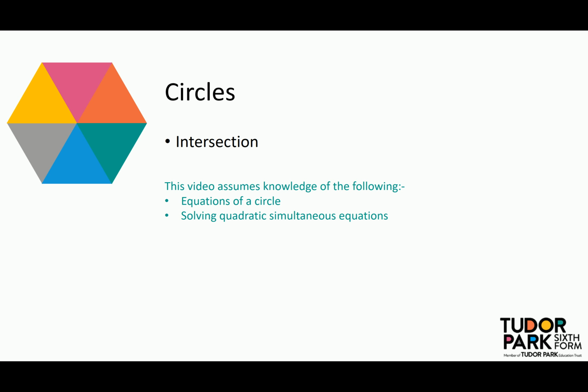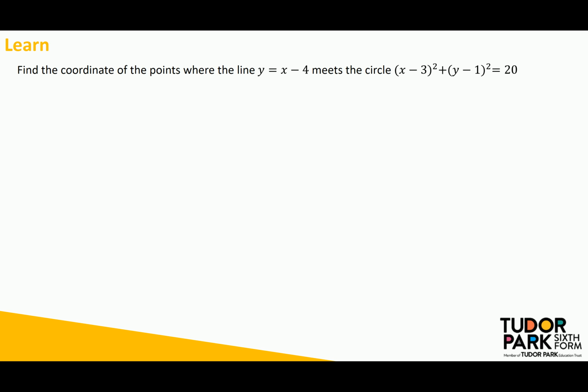In this video we're going to look at examples of where a line will intersect a circle and an example of where a line will not intersect a circle. So here I have an equation of a line and an equation of a circle, and I'm wanting to find the points of intersection. Points of intersection will be where the x and y coordinates are the same in both equations. So what I'm looking to do here is to solve simultaneously.